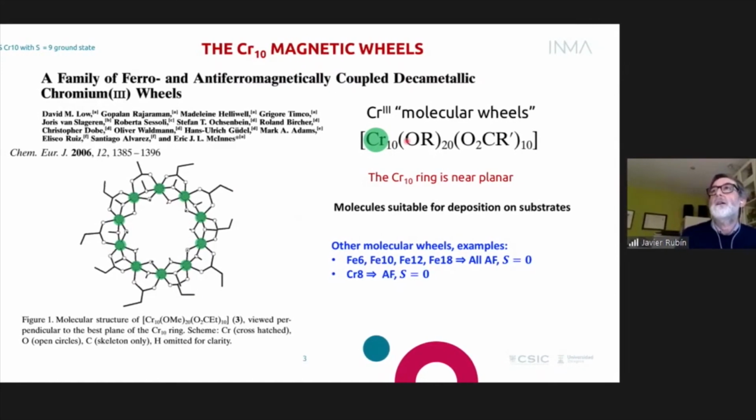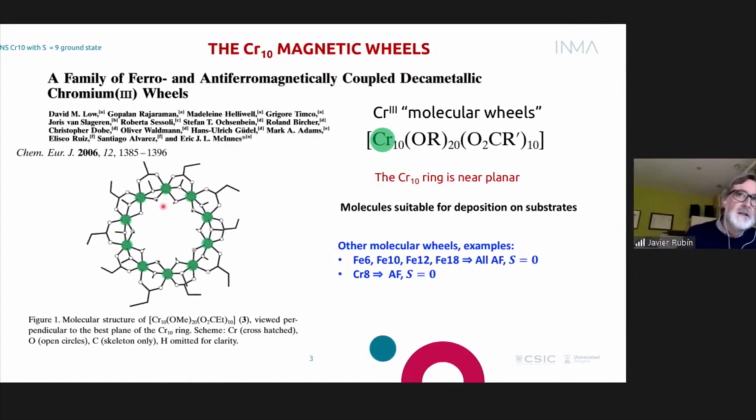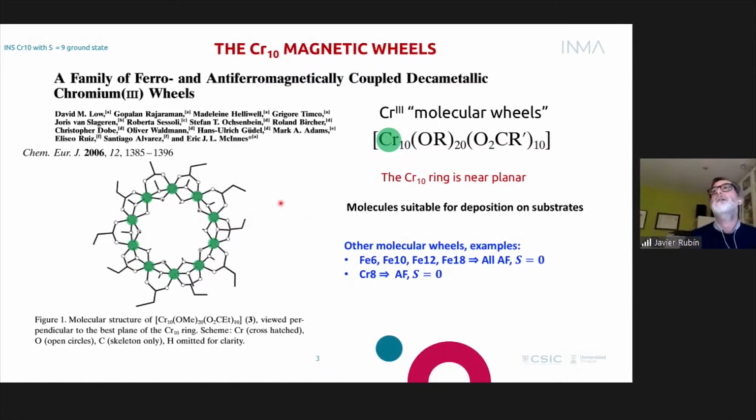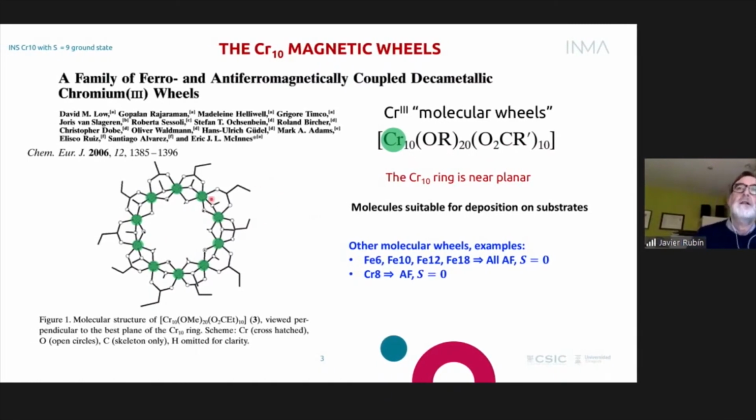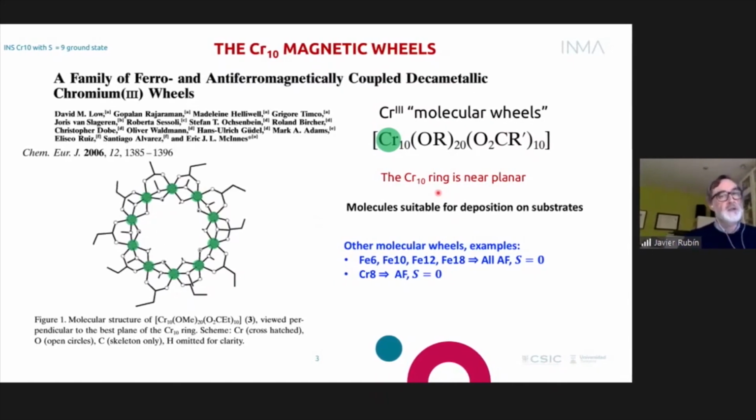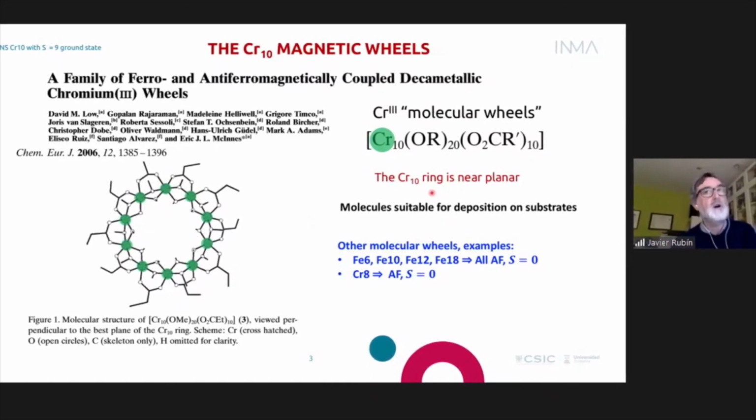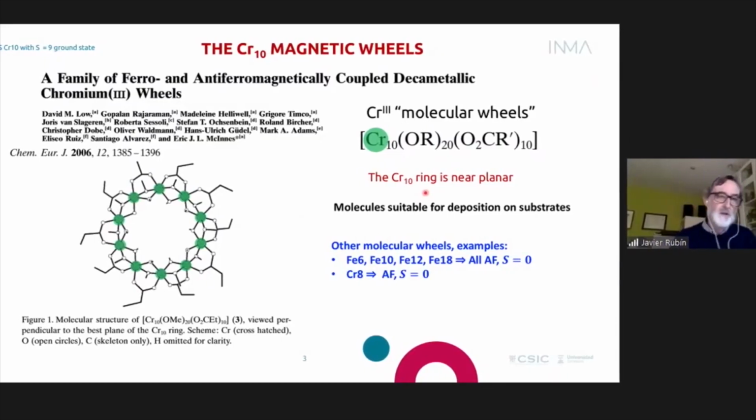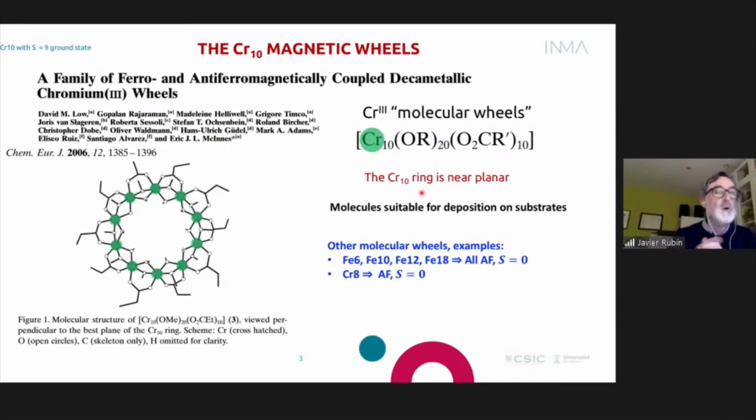So there are two types of ligands. As I said, some are inside, the others are outside, and this changes a lot the magnetic properties of these rings. These rings are almost planar, which makes them suitable for deposition on substrates. Actually, we have done some experiments depositing one of the members of the family on surfaces, but I'm not going to speak about this in this talk. Maybe in the next conference, I could speak about these things.